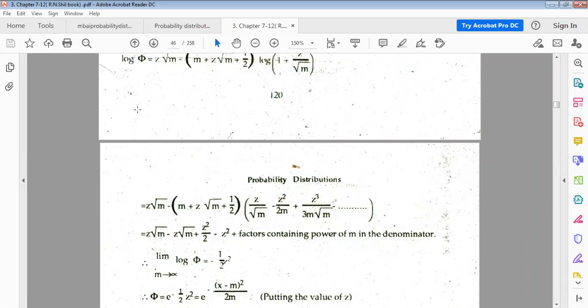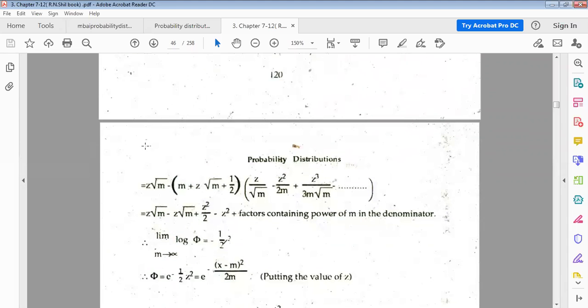So this was the value of log phi; taking limit on both sides, m tends to infinity. Plus z root m plus minus z root m will be cancelled. So log phi can be written as half z square minus z square, which is only half z square. Plus half z square minus z square, after addition, minus half z square. And all factors contain m in the denominator.